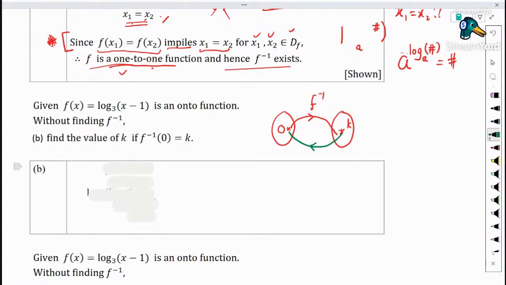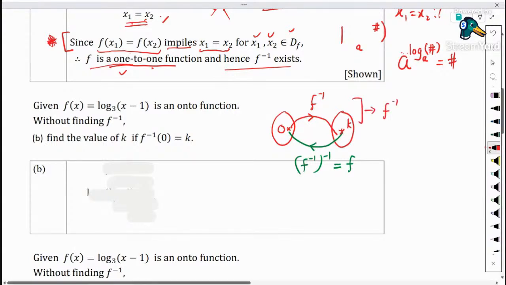This reversing process is referred to as the inverse of inverse, which actually equals f. So in other words, from this arrow direction here, f inverse of 0 equals k. Then for the one in green, the object now is k, which undergoes the function f, so f(k) will equal 0. And now, as you can see, I can make use of this f(k) equals 0 to help me solve the question.